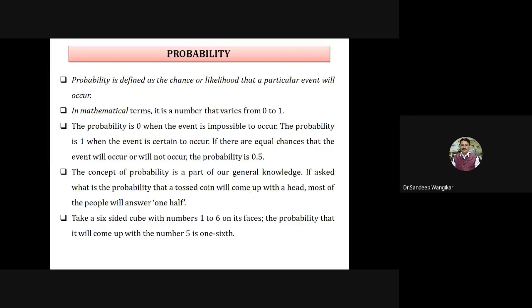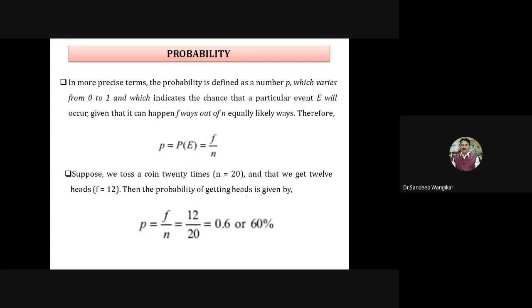What is the probability that number 5 will occur? I can say 1/6. What is the probability that number 1 will appear? 1/6. Number 2 will appear, again the same. Whatever number you take, the probability is 1/6, because any number can appear. So these are the two examples: first a coin, and second the six-sided cube.